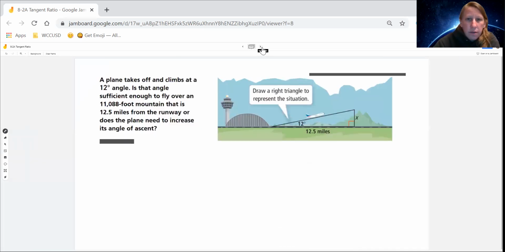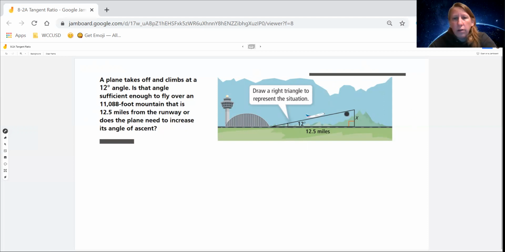Okay, last one. Plane takes off and climbs at a 12-degree angle. Look, it's my brother. He's a United pilot, kind of furloughed right now. Is that angle sufficient to fly over 11,088 foot mountain that is 12.5 miles from the runway? Or does the plane need to increase its angle of ascent? Does it need to get steeper to get over this mountain?